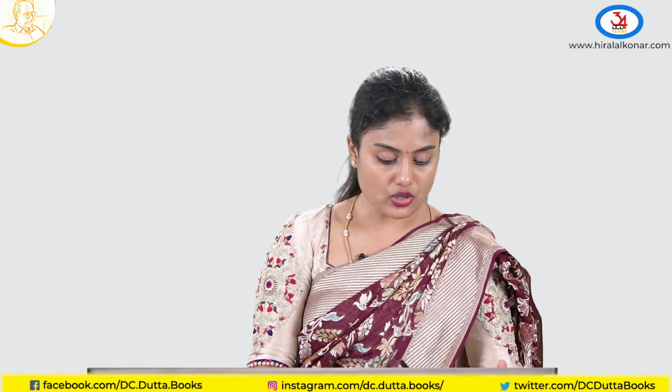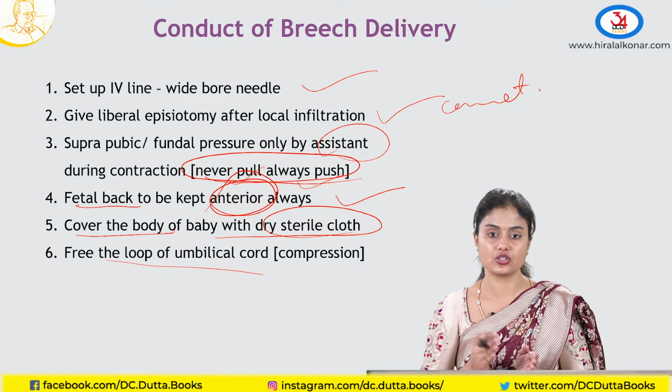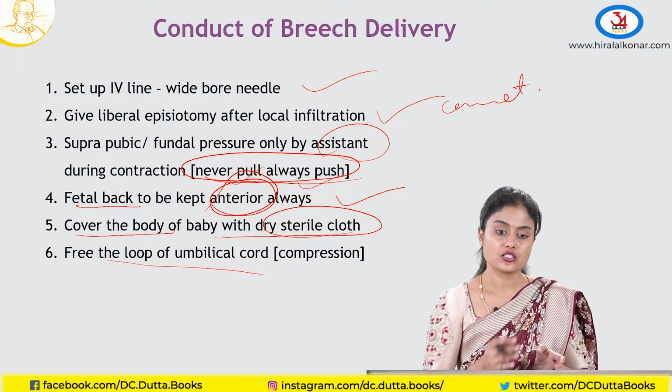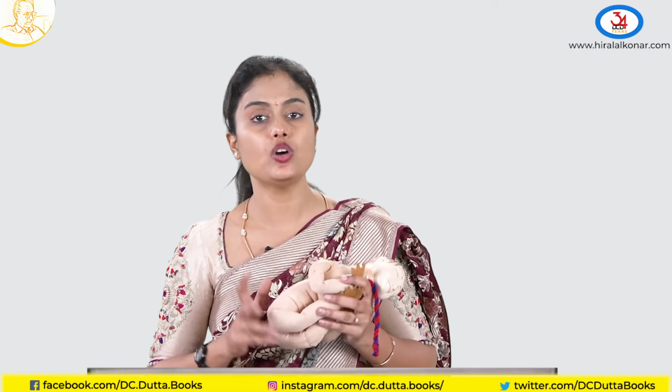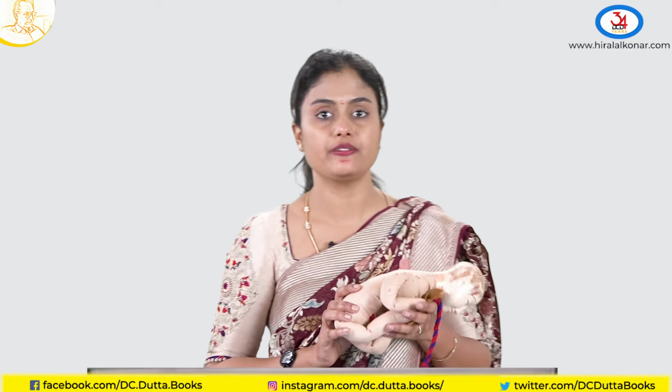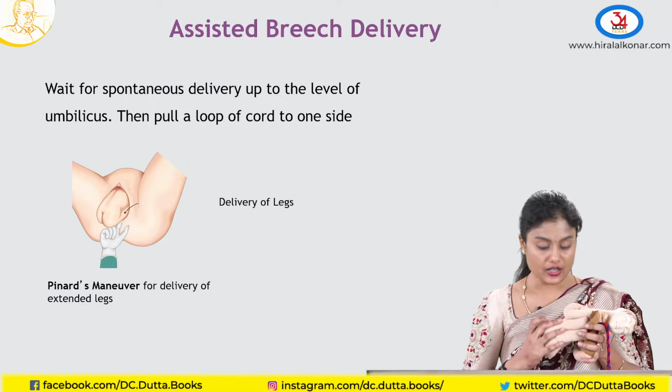A free loop of umbilical cord should be prevented from compression. So what you should do is put it to the side of the vaginal introitus, along the side of the baby, so that it is not compressed. Now that you know about the spontaneous breech delivery, let us see what the assisted breech delivery is.